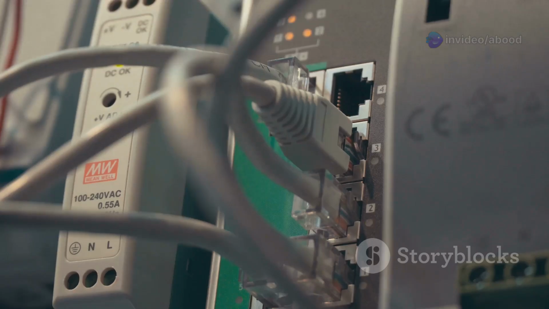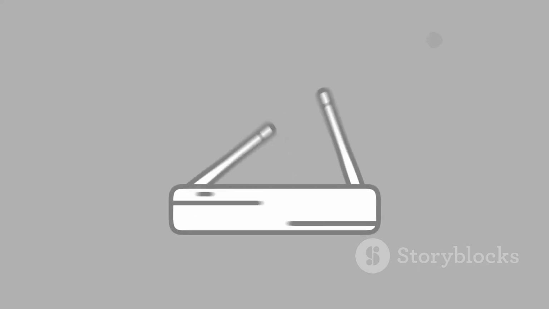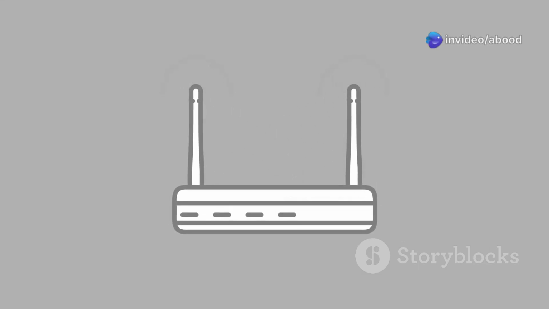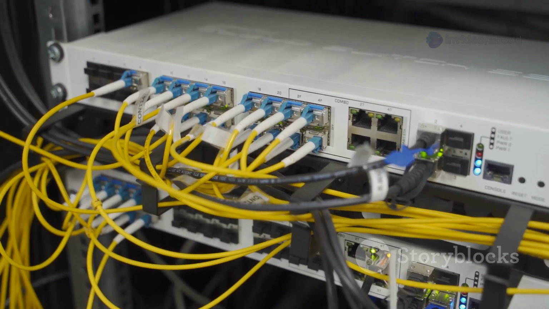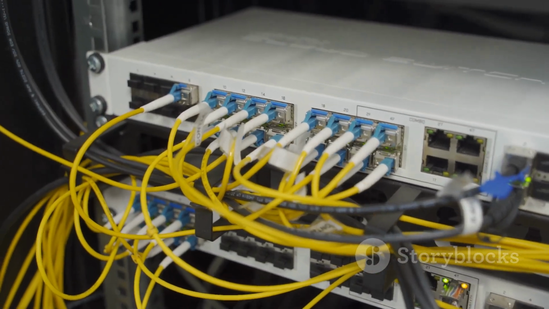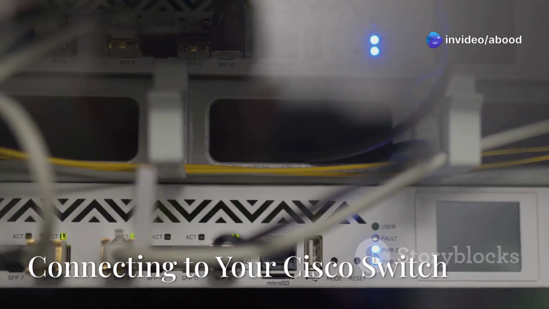The default gateway is another important concept. It acts as a door between your network and other networks. It's the IP address of a router that connects your network to the outside world. Understanding IP addressing is fundamental to networking. It allows devices to communicate with each other and access resources on different networks. Now let's explore the various methods to connect to your Cisco switch in the final section.